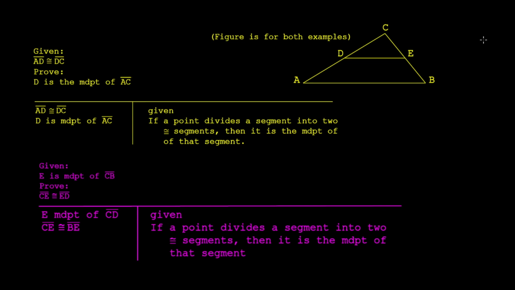So now that we've done both, remember a definition is where the statement is true and the converse of the statement is true. So AD is congruent to DC, therefore D is the midpoint of AC. For the second one, E is the midpoint of CB, therefore CE is congruent to EB. You need to be able to go the one way and then the other.